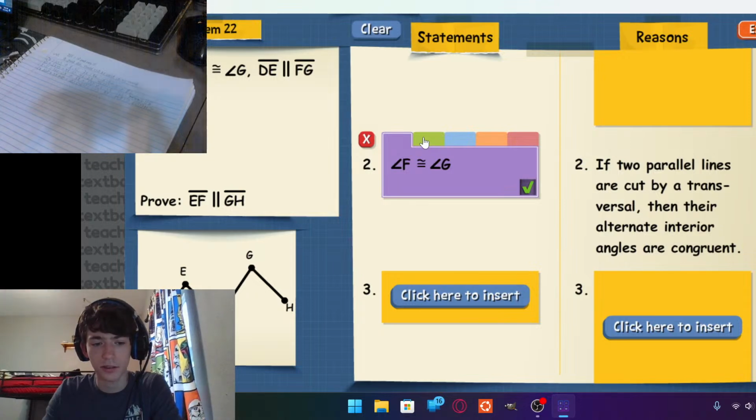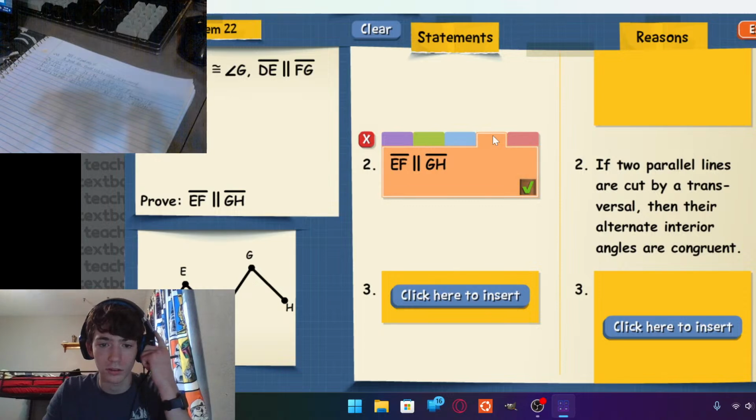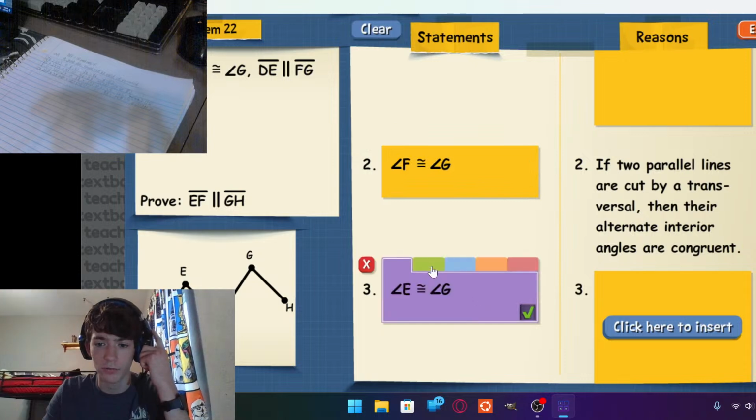I don't see any alternate interiors here, you know? Like, at all. E and G are definitely not alternate interior angles. E and F could be, I guess. Yeah, E and F are. E and G, those are not. F and G, those are actually. So I'm going to go ahead and go with that one.